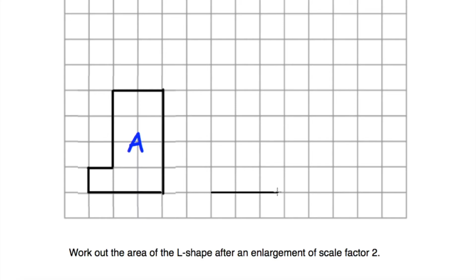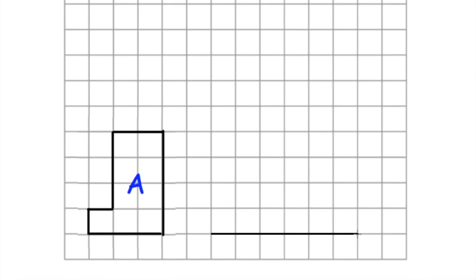1, 2, 3, 4, 5, 6. That's 6 across, like so. Now the height of A is 1, 2, 3, 4. So we're going to double that. That's going to be 8 up. So the height of our new shape is going to be 8 up. So 1, 2, 3, 4, 5, 6, 7, 8. That's there.